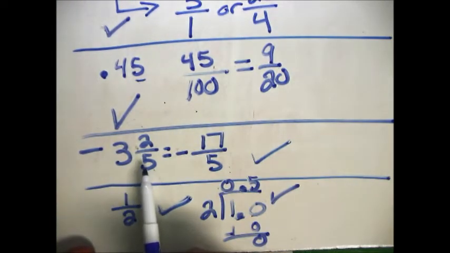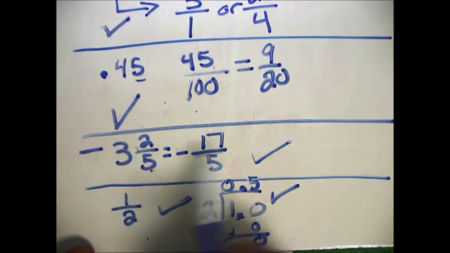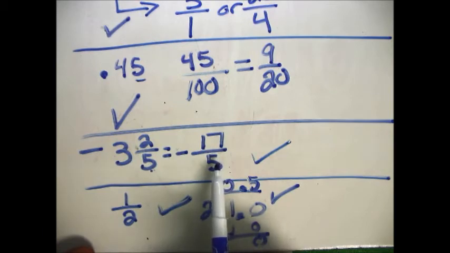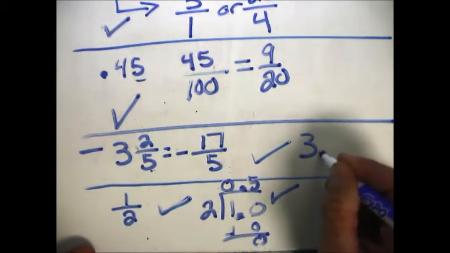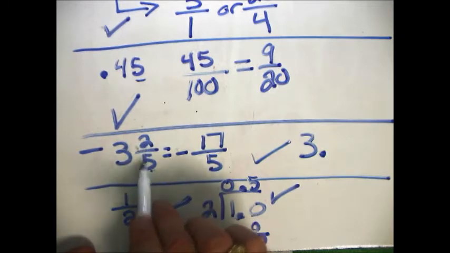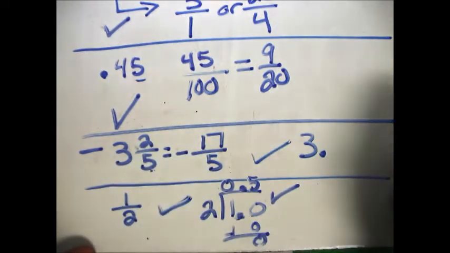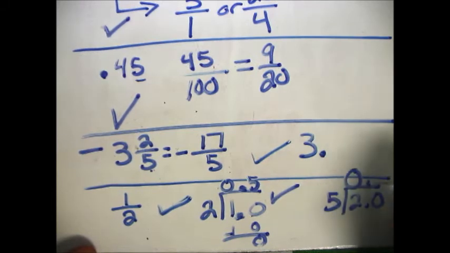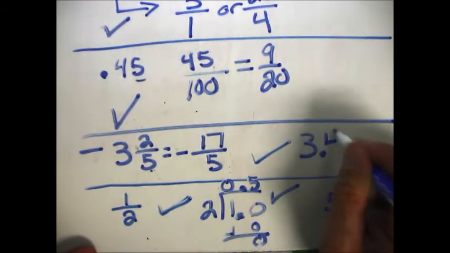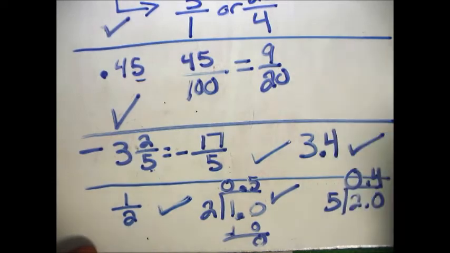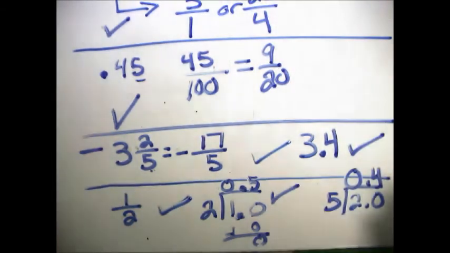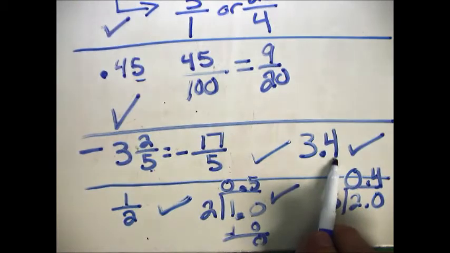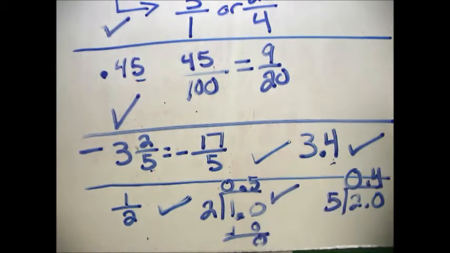If I go back up here to special rule number 2 and test this out, when I take 3 2/5 or 17 over 5, I'll have my 3, but now I need to divide 2/5. So I do top dog in the house. I'm going to do 2 divided by 5. 5 goes into 2 0 times. 5 goes into 20 4 times. So the answer is 3.4. And that is rational because it does end.